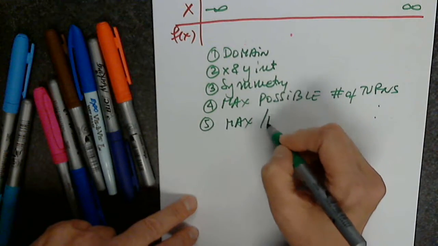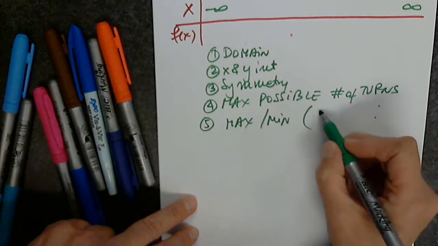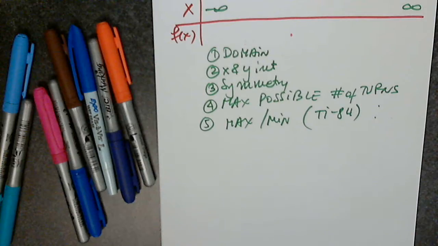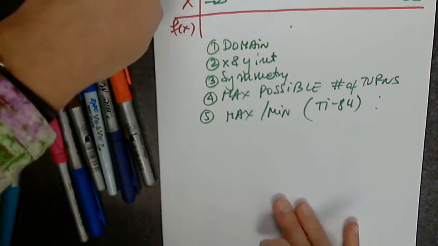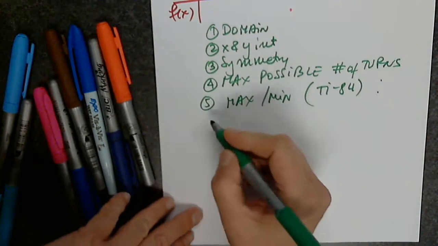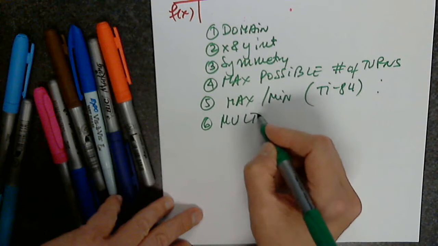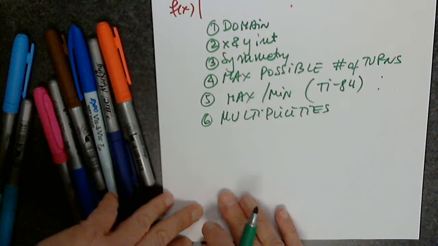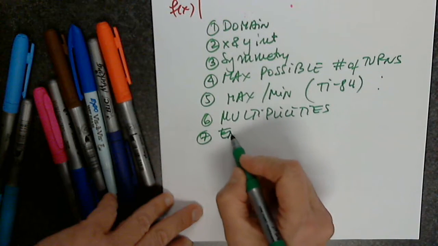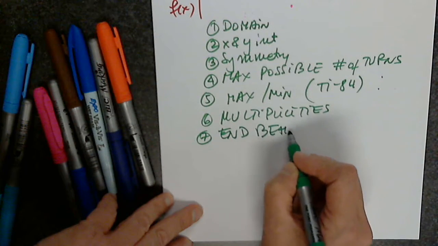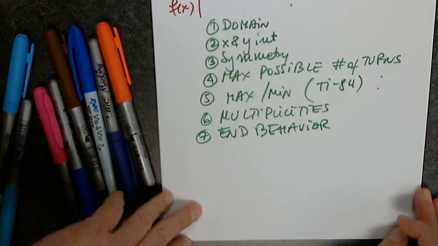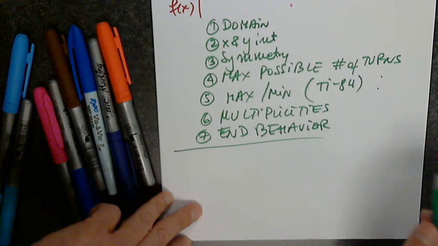Number five, max min, I'll put in parentheses TI-84 or any other calculator. We can't really do it by hand unless it's a turn. Number six, multiplicities. Number seven, end behavior. I can't think of anything else.